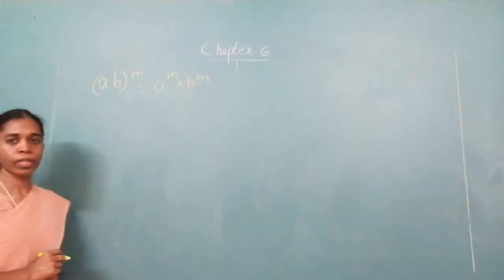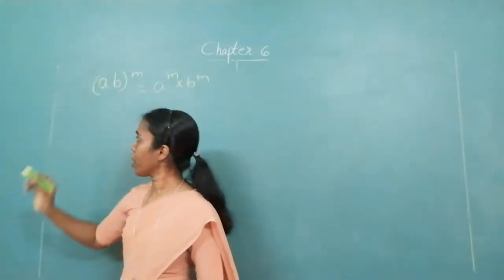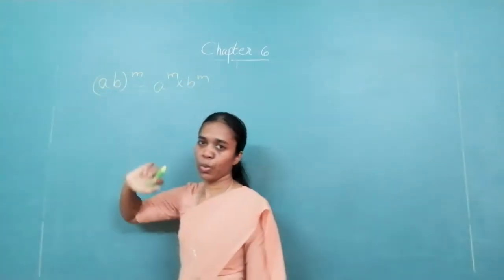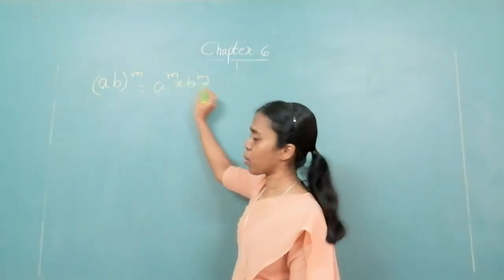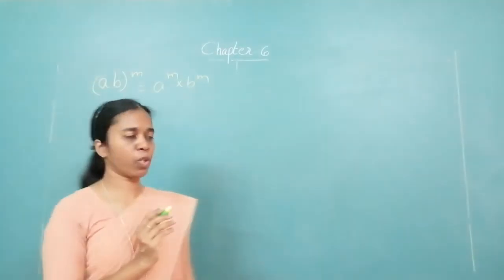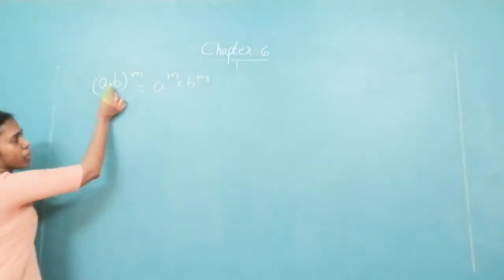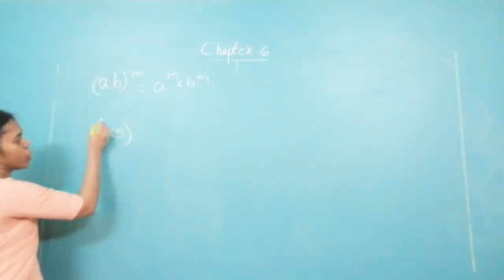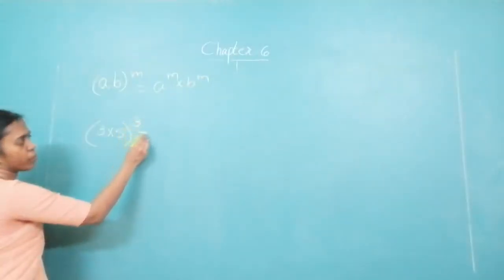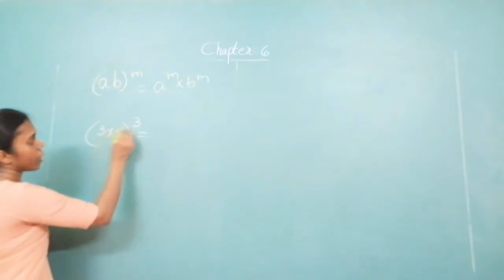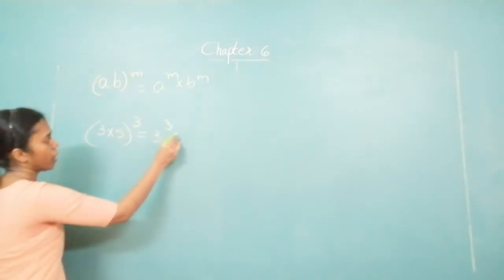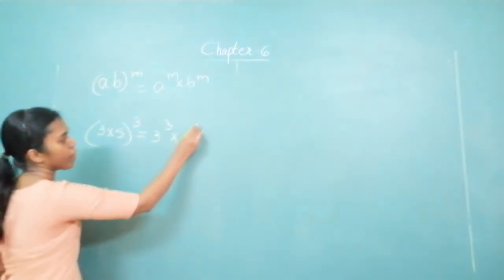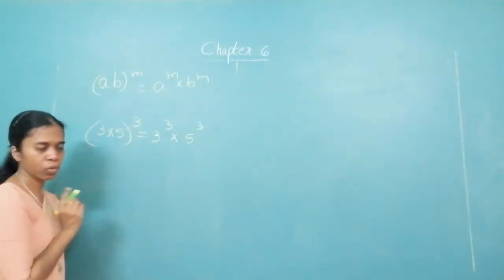Okay, let us see today. (ab) raised to m is equal to a raised to m, b raised to n. What is the meaning of it? In ab, you can see this is multiplication. Suppose I have (3 into 5) raised to 3. What is the meaning of it? That is 3 raised to 3 multiplied by 5 raised to 3. It simply means that.